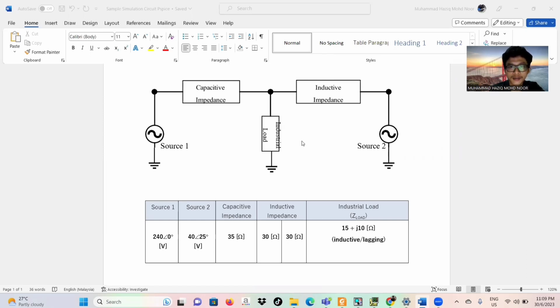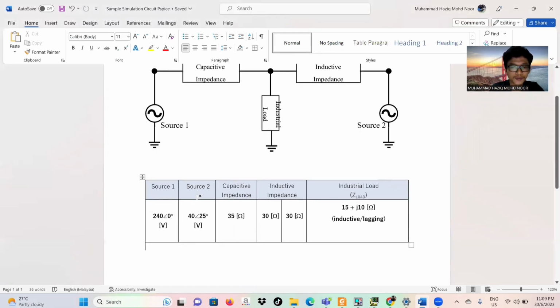Our circuit from the project assignment is shown on the screen. We have two types of source and a capacitor impedance. The industrial load consists of R and JX, and an inductive impedance. These are the details because we are from group 5.